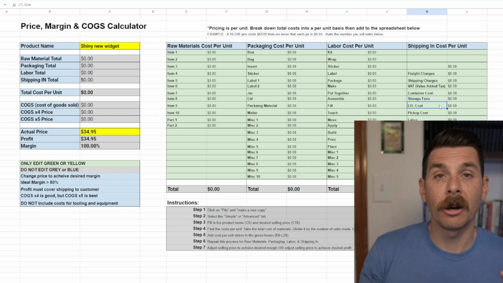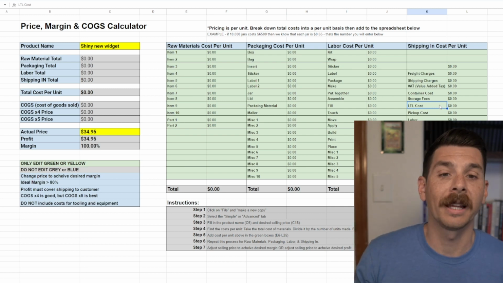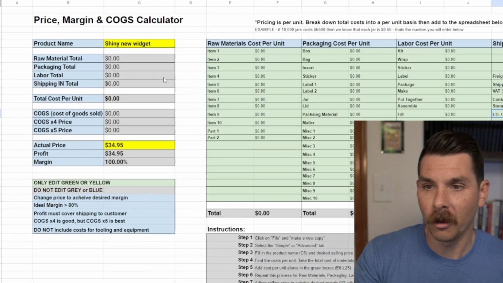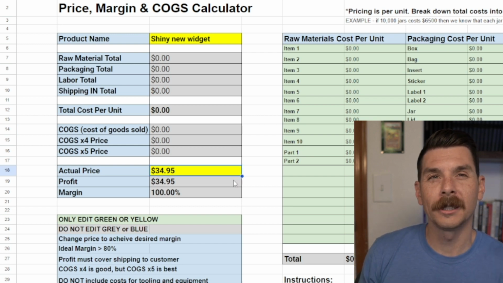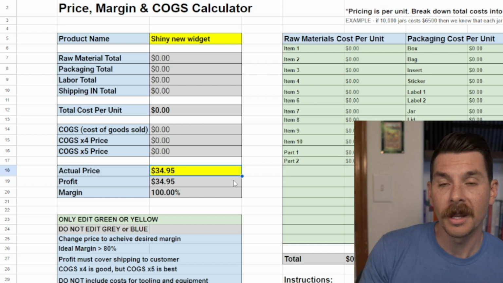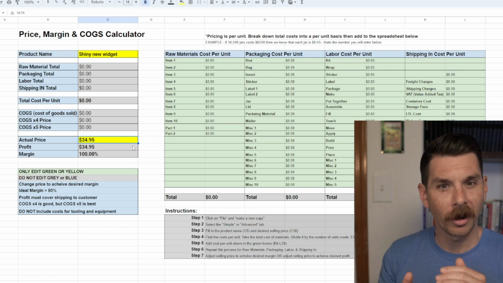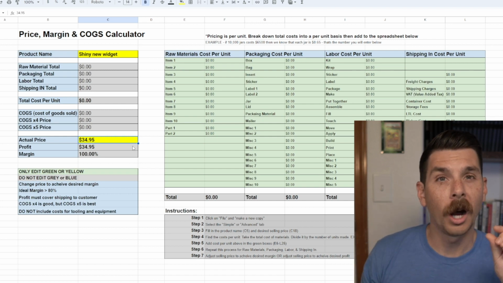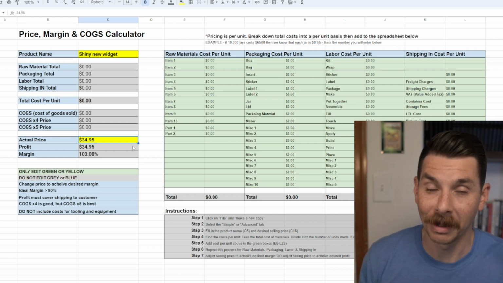Once everything is filled out completely to the best of your abilities, I want you to delete everything that is not involved. Then I want you to come over here and start playing with the cost of goods multiplier by altering the price only. It's the only thing I want you to change, the green and the yellow. Once you see how it starts to play out and how it starts to work, you will understand how to better price your products and you will be a better business owner because of it.